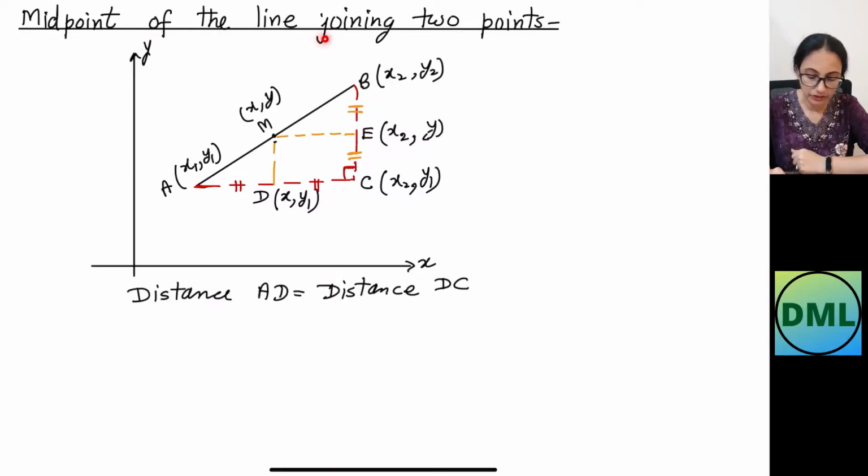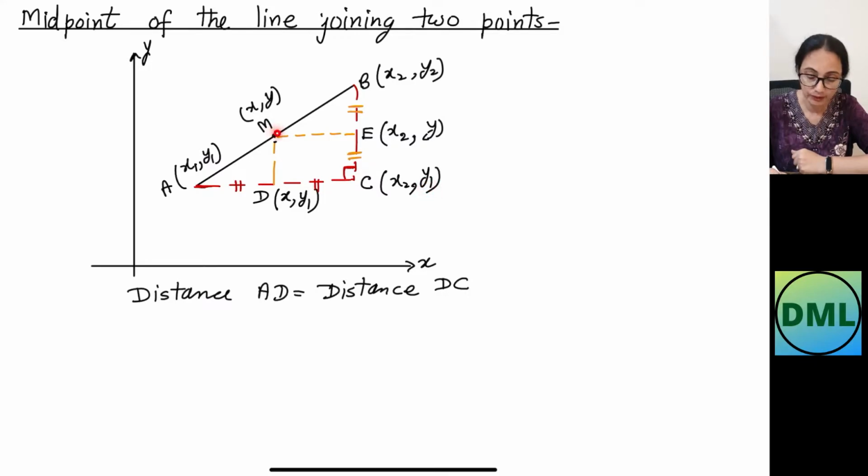Midpoint of the line joining 2 points. As you can see, I have drawn the coordinate axis. I have drawn 2 points A (x1, y1) and B (x2, y2). M is the midpoint of the line AB whose coordinates are (x, y). I have drawn one right angle triangle here joining A and B, which cuts the point at C. So C has x coordinate x2 and y coordinate y1.